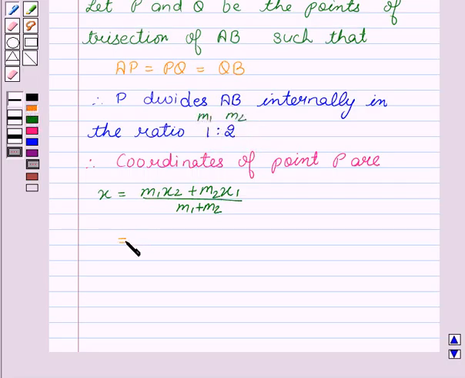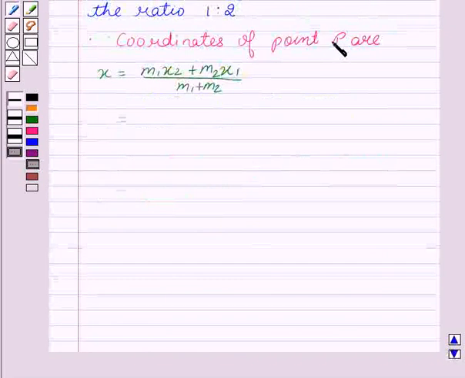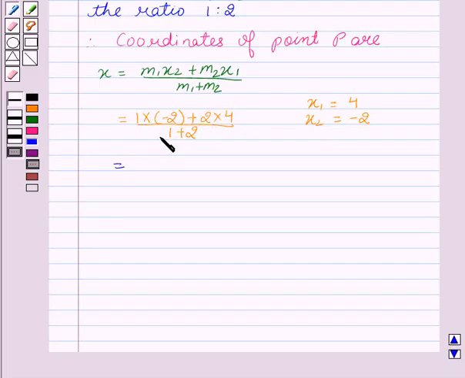Now on substituting the values of m1, m2, x1, x2, we can see from the figure that x1 and x2 are 4 and minus 2. So x1 is 4 and x2 is minus 2. Now m1 is 1 into x2 is minus 2 plus m2 is 2 into x1 is 4 upon m1 plus m2, that is 1 plus 2. This is equal to minus 2 plus 8 upon 3, equal to 6 upon 3, which is equal to 2. Therefore, x is equal to 2.